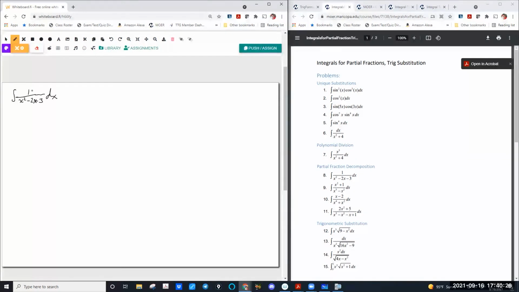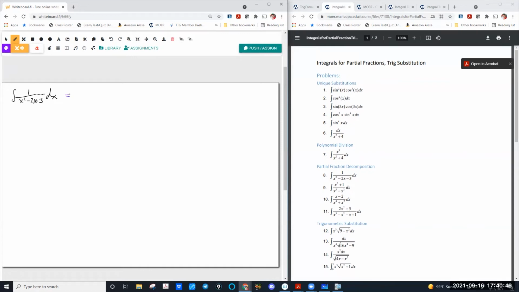The numerator will have a smaller power than the denominator. If not, you do polynomial division. And your denominator will be factorable. If it is not factorable, partial fraction decomposition won't work. Okay, so this needs to be able to be factored.